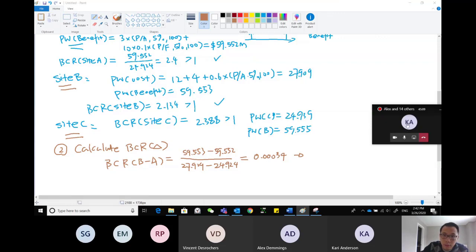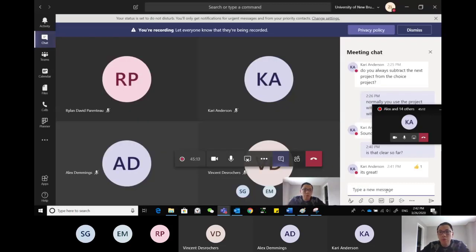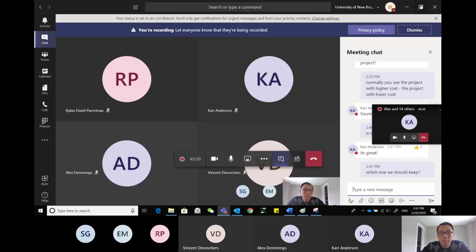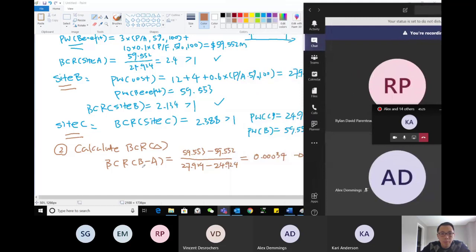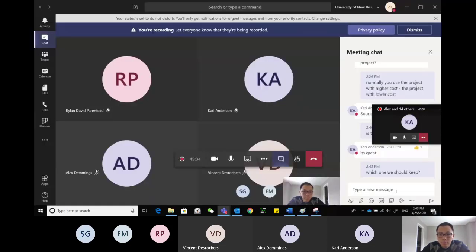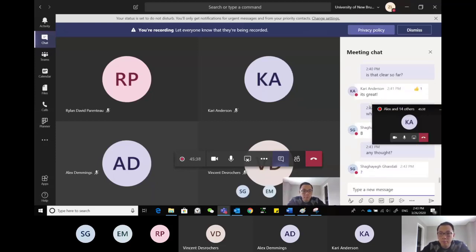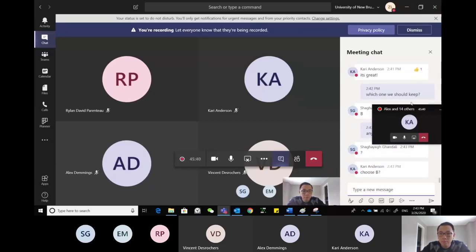Please type in which one we should choose, which one we should keep. Is it alternative B or alternative A here? Any thoughts? Choose B. Okay.